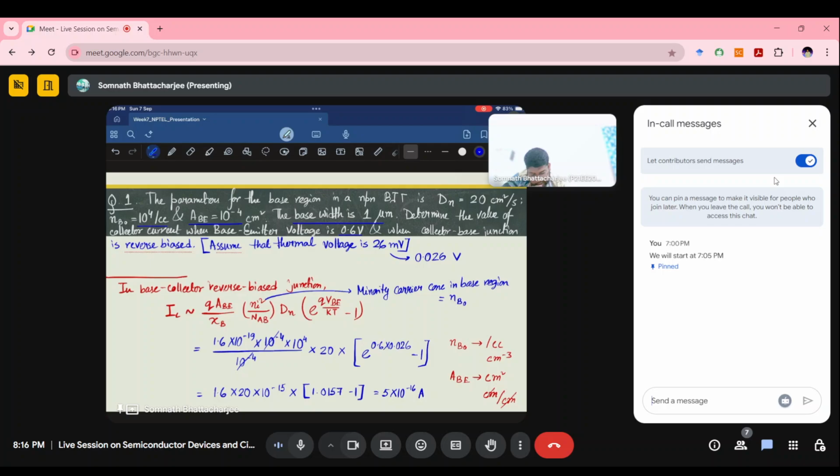And this will be also in amperes, right? So I'm getting 5.024 into 10 power minus 16. Yes, I was also getting 5.03114 into 10 to the power minus 16. So I was getting that, but I guess there's a mistake somewhere.